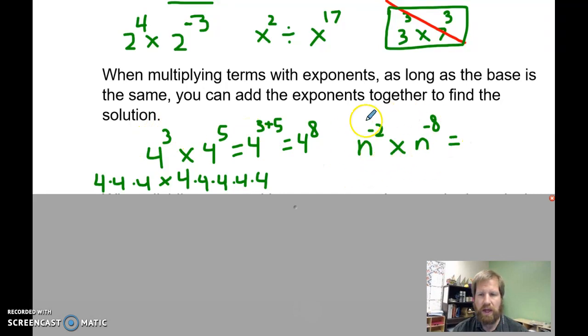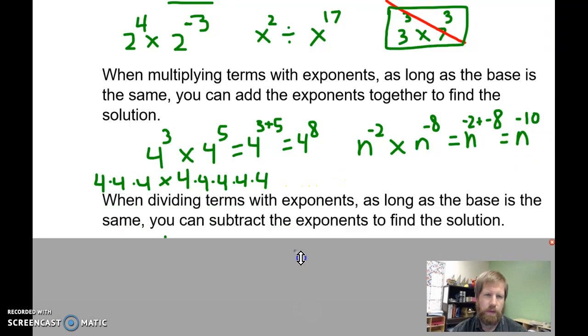Works the same for when we have negative exponents or when we're using variables. n to the negative 2 times n to the negative 8 is going to equal n to the negative 2 plus negative 8, which is going to equal n to the, I've got a negative, and I'm adding another negative to it. That becomes a larger negative, negative 10.